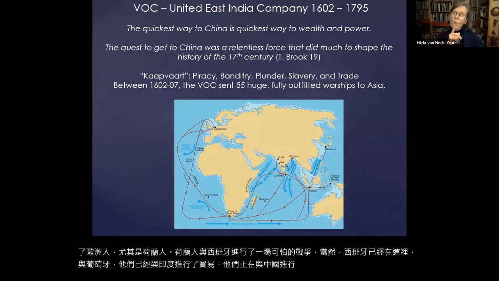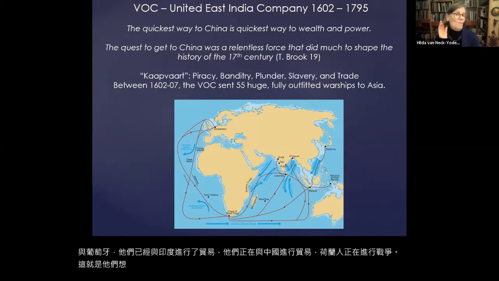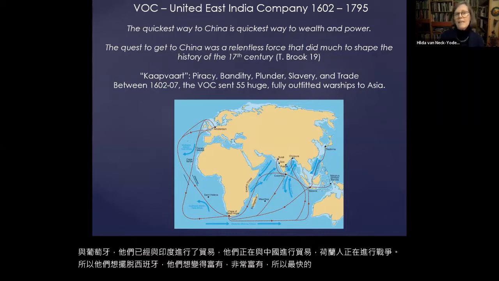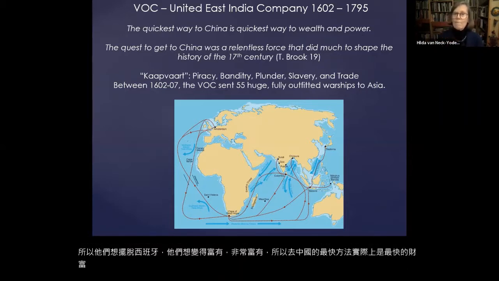And so they wanted to get rid of Spain, and they wanted to get rich, very rich. And so the quickest way to China was actually the quickest way to wealth and to get rid of the Spanish, that power that the Dutch wanted.